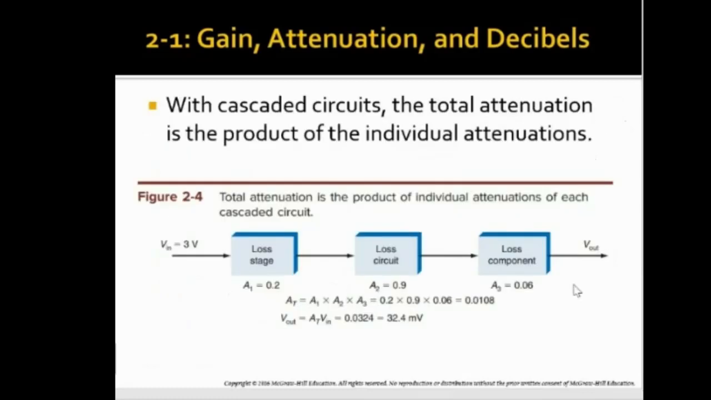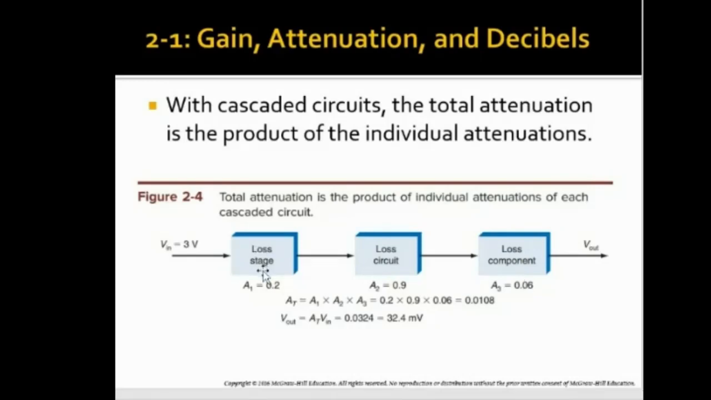The output voltage you can see is from 10 volts, it becomes 3.33 volts. With cascaded circuits, the total attenuation is the product of the individual attenuations. Similar to what we said in gain, it will apply to attenuation as well. So here, for example, we have a system. There are 3 stages of losses.